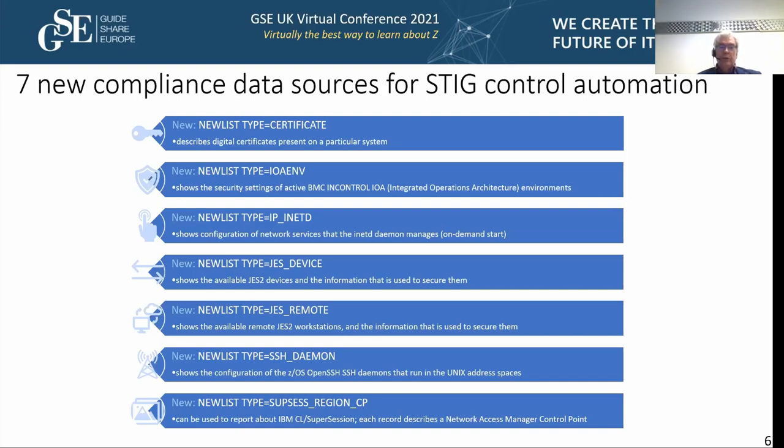New report types. We already had just the NJE nodes, so you don't see those here because we already had it. Then there's the SSH daemons, and for our first session manager, super session region control points. That's the IBM, the old Kennel product, Super Session.